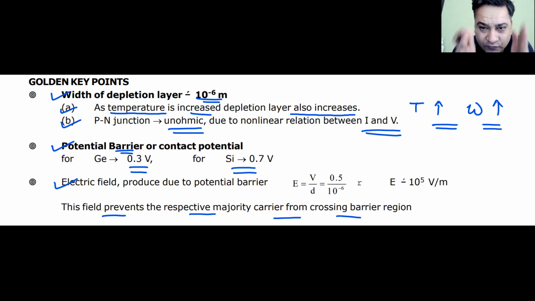Once this depletion layer is formed, charges cannot flow from one side to the other side because of this barrier. Do we understand this? Yes, sir. Once the depletion layer is formed, charges cannot move from one side to the other side. That is the entire thing that we need to understand here. Nothing else, nothing less, nothing more.